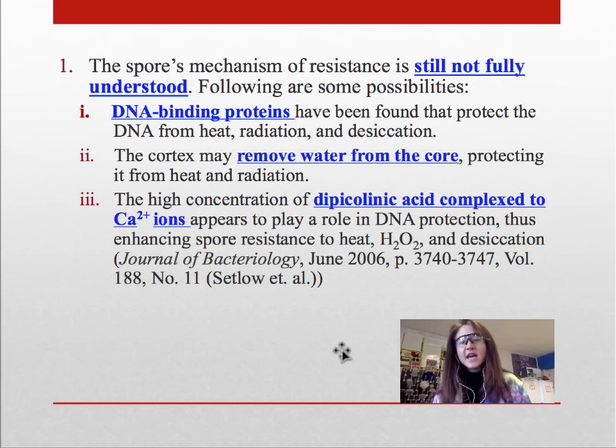complexed to calcium ions seems to provide some heat resistance, though there have been some counter studies saying that heat resistance still seems to be observed even in the absence. But it does seem to protect the DNA. It protects against oxidative damage, so remember hydrogen peroxide, very oxidatively damaging, and against desiccation. So here are some thoughts on why a spore is such a superhero.